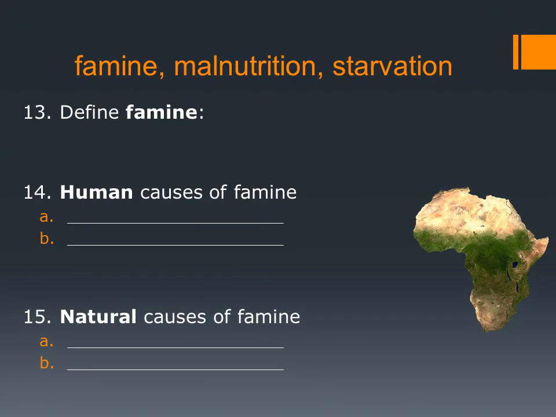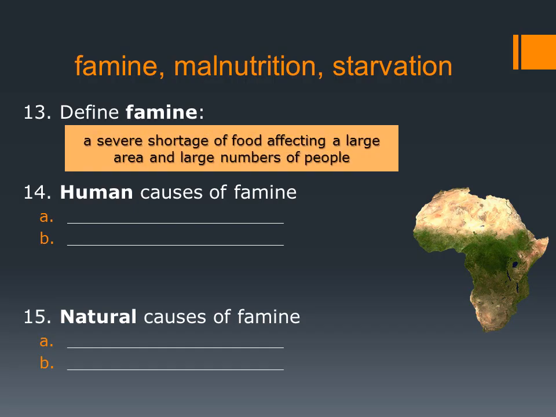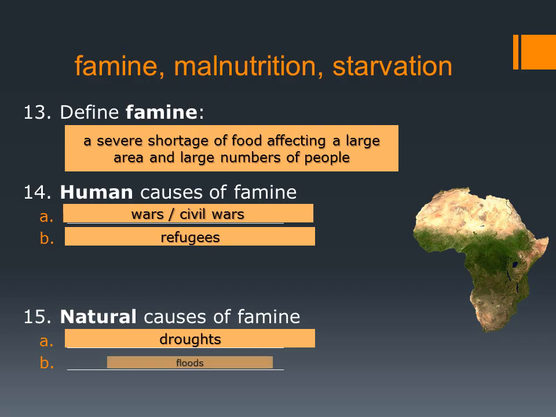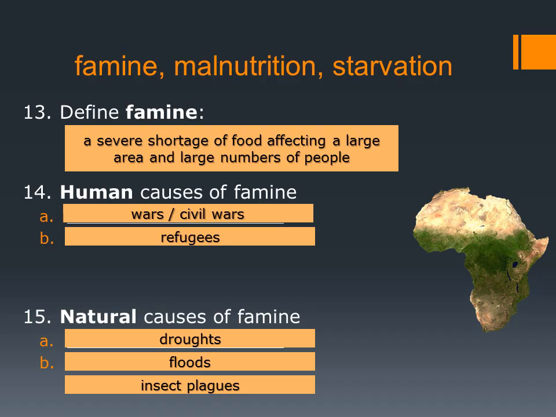Famine, malnutrition, and starvation. All right, to define famine, you'll remember that famine refers to a severe shortage of food affecting a large area and large numbers of people. And there are both human and natural causes for famine. Among the human causes of famine are wars and civil wars and refugee crises. When refugees have to flee, most often from a civil war, they of course are not bringing their food supply with them. Some natural causes of famine include such things as droughts, floods, and insect plagues, and many other natural causes as well.